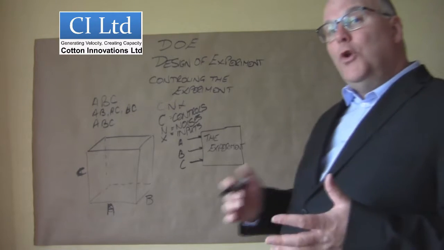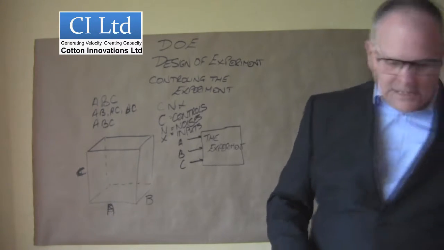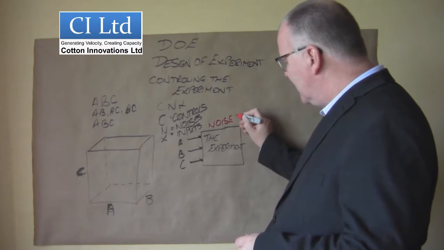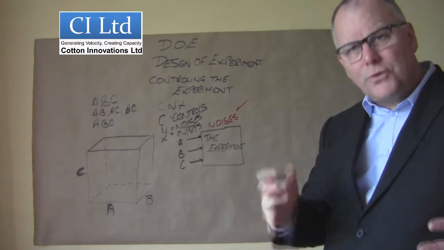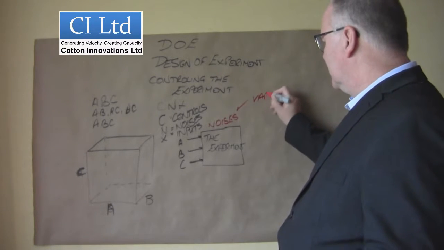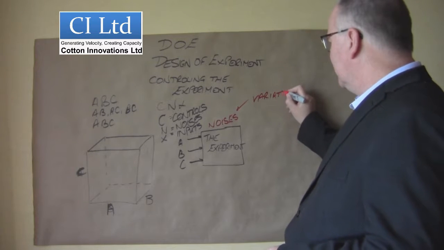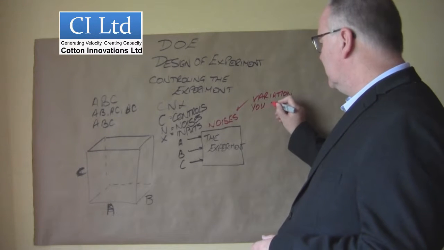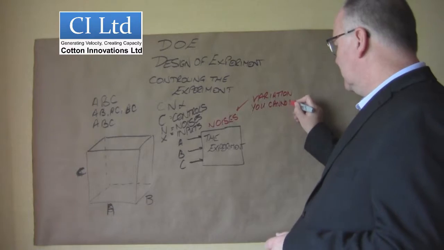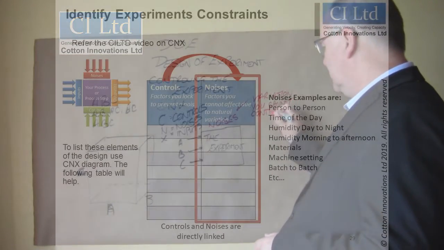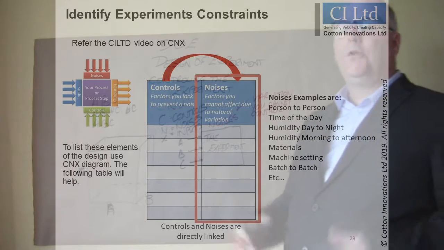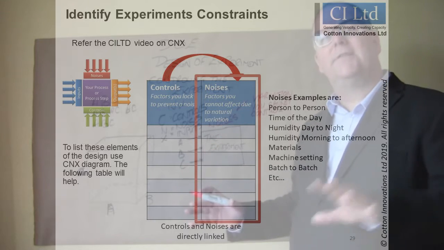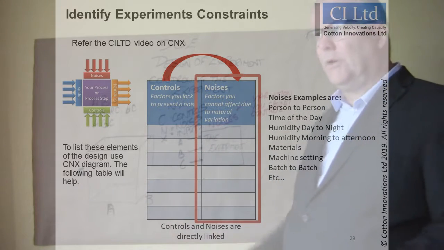Then we need to think about the noises. The noises are really dangerous. The noises are things that are natural sources of variation, which you cannot control. So what do I mean by that? You can't control the temperature of the day, and it might be very important that your experiment is very temperature sensitive, so morning and evening you get a different response.